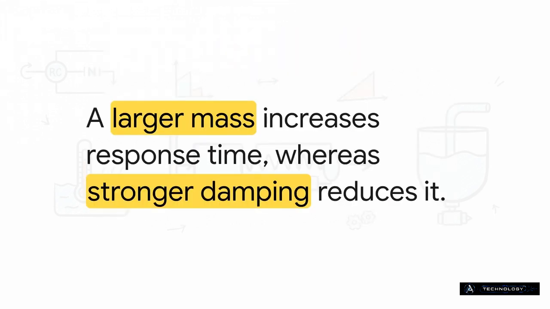I love this because it brilliantly illustrates how physical reality reflects the math. A heavier mass increases tau, which slows the system's reaction down. Just think about trying to push a heavy truck versus a shopping cart. Conversely, a stronger damper actually reduces tau. That means more friction forces the system to reach its top steady speed much faster. This is literally exactly how your car's shock absorbers are designed to smooth out a bumpy road.